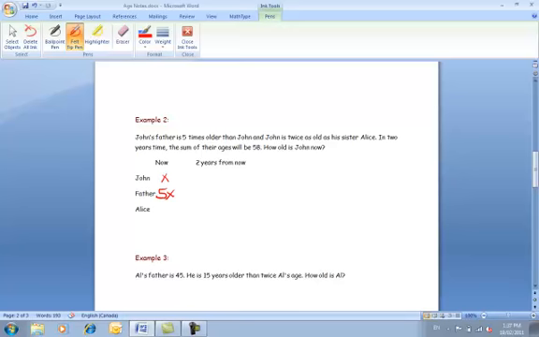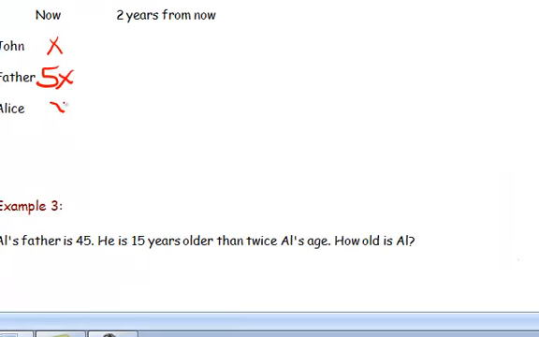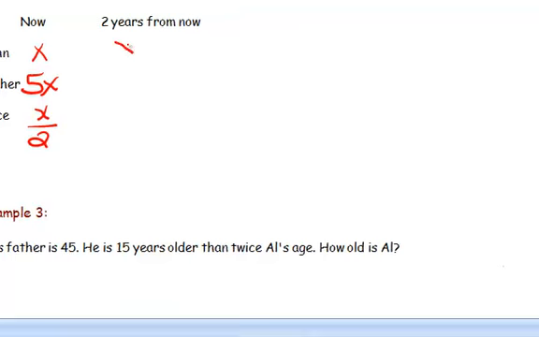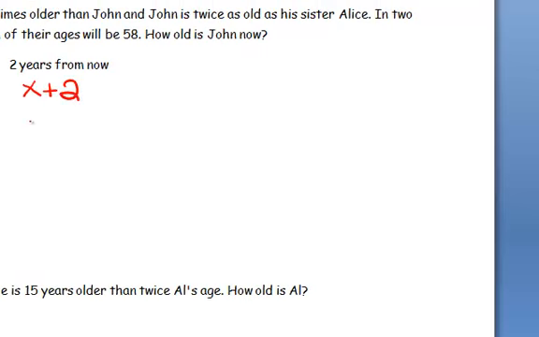John is twice as old as his sister Alice. So if John is twice as old as his sister Alice, Alice is going to be x divided by 2. In 2 years' time, so now we have to add 2 to all three of them. You're going to have 5x plus 2, and Alice is x over 2, or divided by 2, plus 2. Their sums of their ages will be 58.